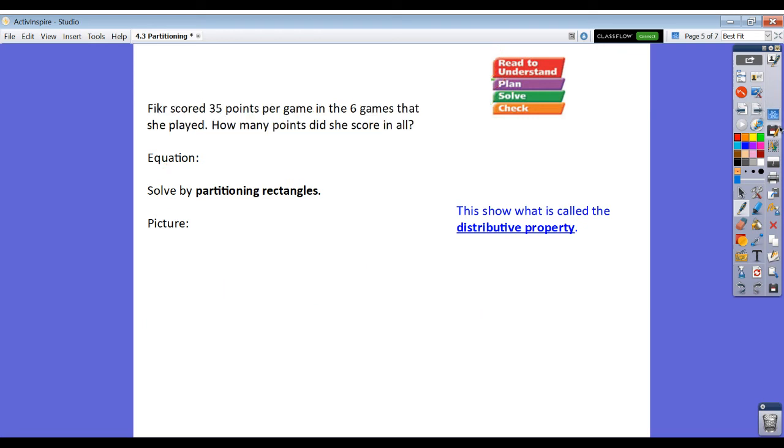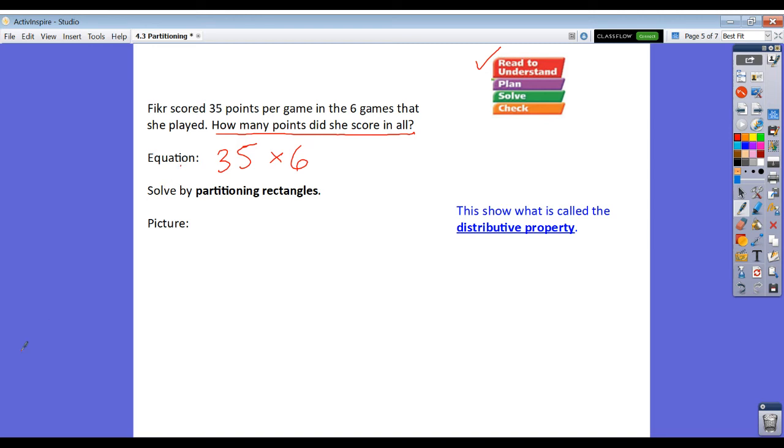Right now, I want you to try one. Feker scored 35 points per game in the 6 games that she played. How many points did she score in all? So let's see what the question is asking here. How many points did she score in all? So we've read to understand the problem. Let's set up our equation. So if she played for 35, she earned 35 points. Good job, Feker, by the way. 35 points in each of her 6 games. I'm going to do 35 times 6 to find out how many points in all.